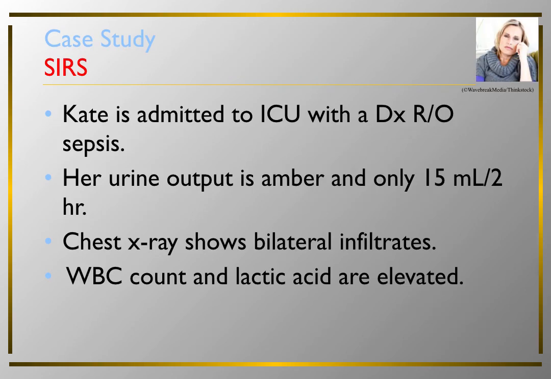So Kate is admitted to the ICU with a diagnosis of rule out sepsis. Her urine output is amber and only 15 mL in 2 hours, which is not very good because an average is about 30 mL an hour. Chest x-ray shows bilateral infiltrates, as well as white blood cell count and lactic acid levels that are elevated. So what kind of appropriate nursing diagnosis and goals for Kate would you do? What are the assessment priorities for her? I'll let you think about that.